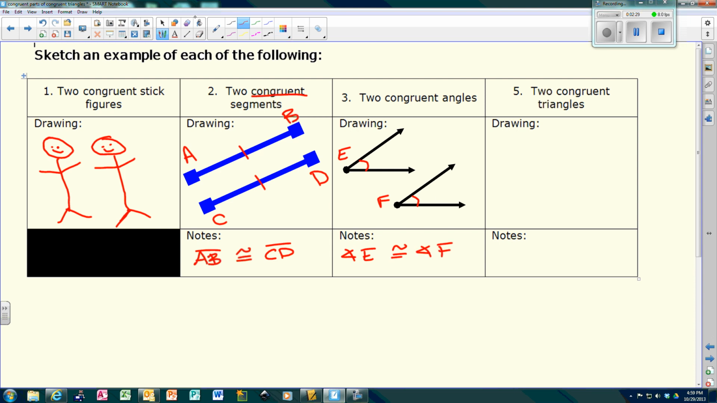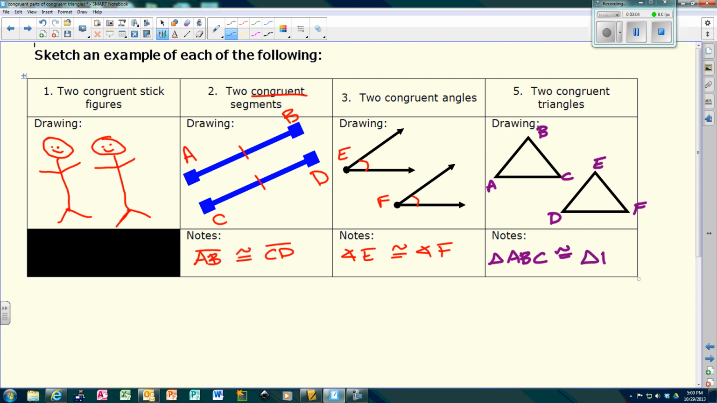Then if we have two congruent triangles, I'm going to go up here and draw a little triangle. And then guess what I'm going to do? If I want it to be congruent, then I'm going to clone it. So now I have two congruent triangles. So now I'm going to call this triangle ABC, and I'm going to call this one DEF. So I would say triangle ABC is congruent to triangle DEF. And I know they're congruent because I cloned them, so therefore they are equal.